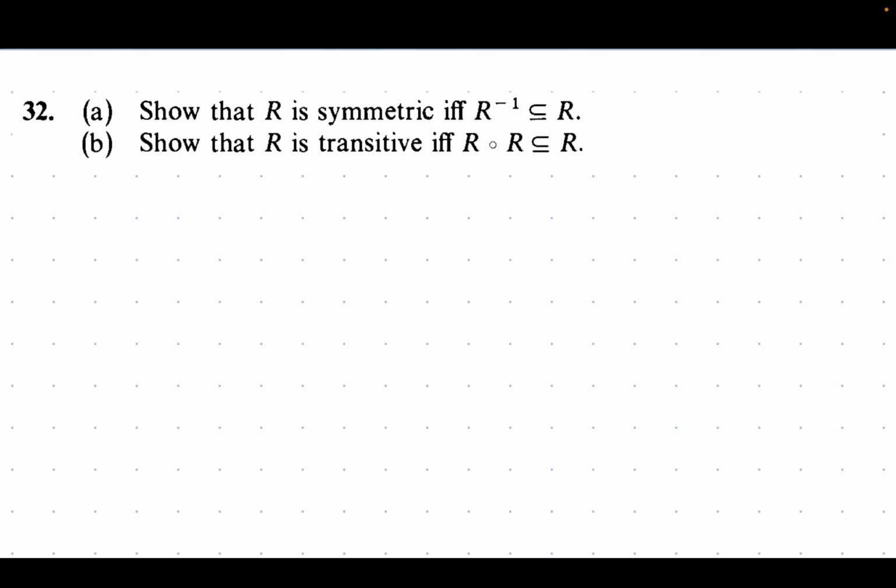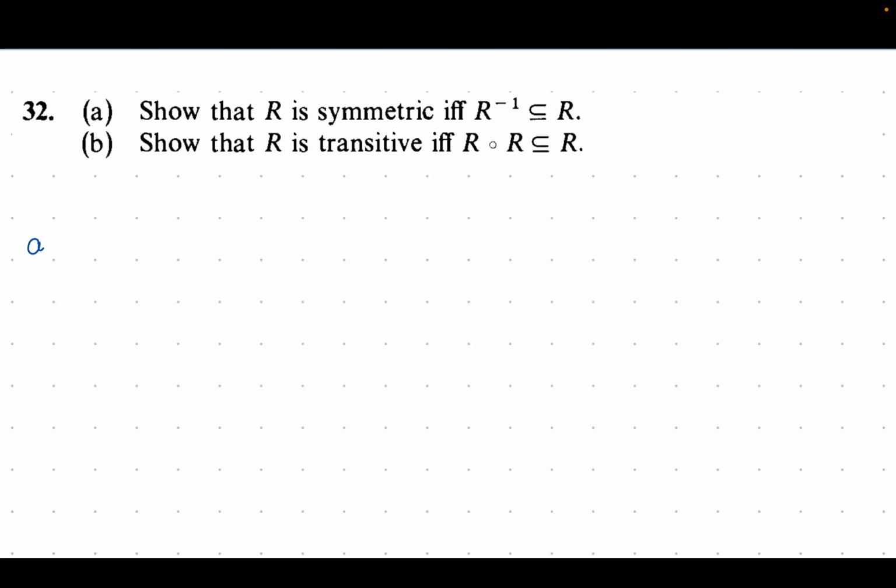Chapter 3, Exercise 32. Part A, show that R is symmetric if and only if R inverse is a subset of R. And Part B, show that R is transitive if and only if R composed with R is a subset of R. Right, so we have two new words that we haven't seen before, so let me define them properly.